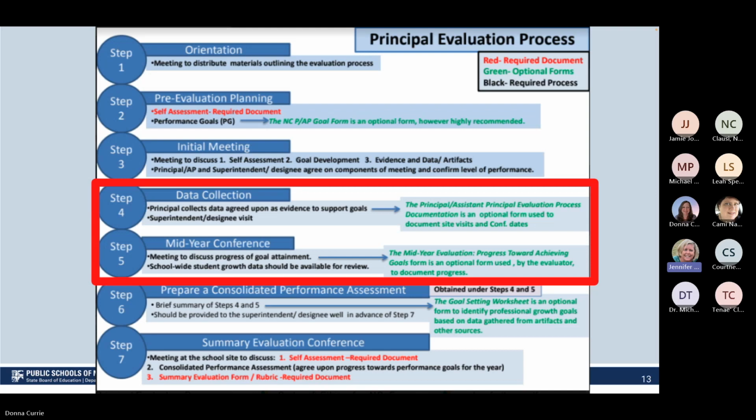At this time, you're going to be collecting data for step number 4. The mid-year conference is designed to discuss the progress of your goal attainment and discuss your school-wide student growth data. And all of that should be available pretty soon. EVOS data usually releases right around a week before, a week after Halloween, so that's upcoming. So that is one valuable piece of data that should be coming that you could discuss during mid-year.